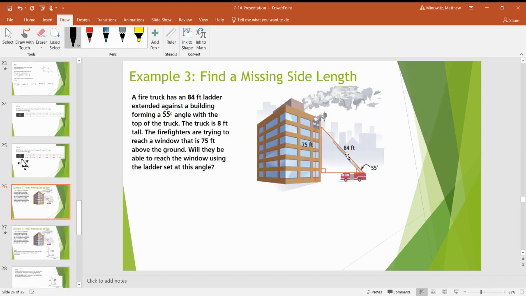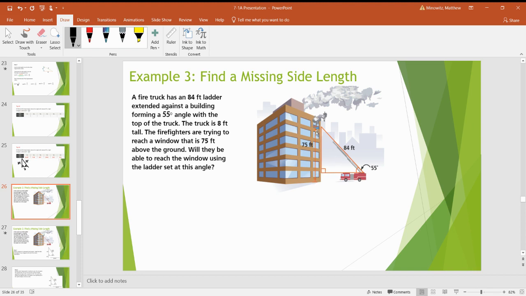Now, one of the very important reasons why we use trig is to find missing sides and angles. So we have a situation where a fire truck has an 84-foot ladder, forming a 55-degree angle with the top of the truck, and we want to figure out if the ladder is tall enough to reach the window. We don't want to do trial and error. We want to use angles and triangles to figure it out before we arrive at the scene.